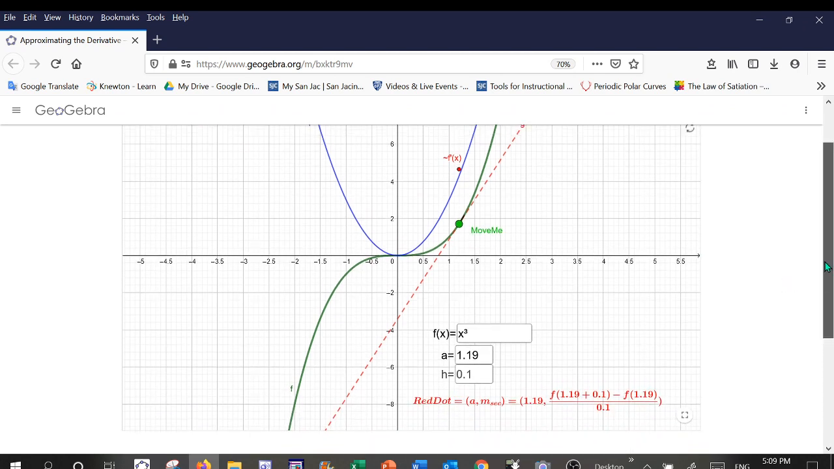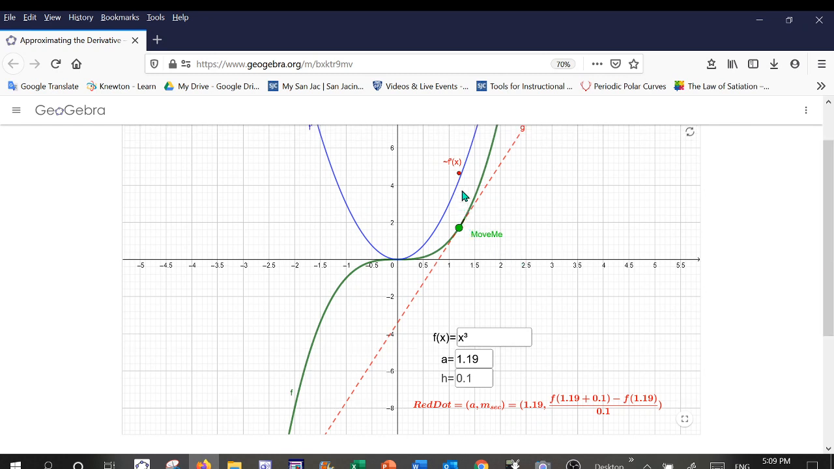All right, there. So you see that little red point right there? That is the derivative, that is actually the slope of the secant line when I am this close to this point, right? So that's the slope of the secant from point 1.19 to 1.29 because my h is 0.1.